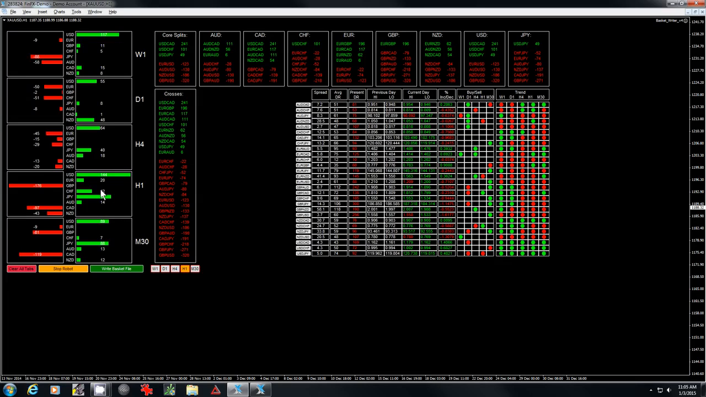In this case right now, when you're looking at the 1 hour here, you can see the dollar is very strong and the pound is very weak. That kind of shows you up here in the core splits, the same idea. Dollar strong. Remember, the currency on the left is the base currency, and the currency on the right is your quote currency. The ones in green are at the present time moving in the upward direction, and the ones in red are moving in a downward direction.